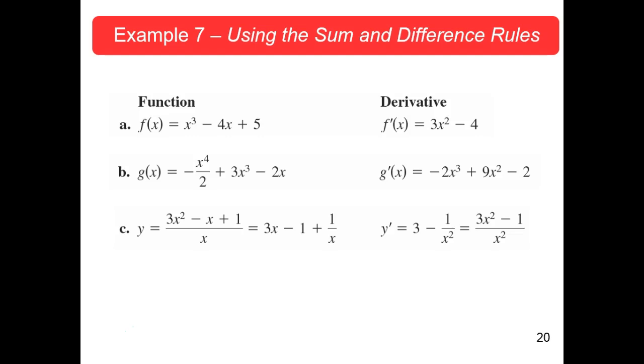First one's really hard. 3, okay. 3 plus... second one's even harder. 0. 0, yeah, okay. That was really hard. Negative 1 over x squared. So 3 minus 1 over x squared.